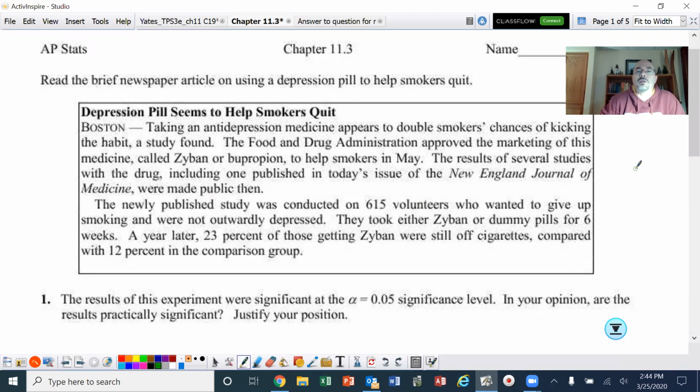The newly published study was conducted on 615 volunteers who wanted to give up smoking and who were not outwardly depressed. They took either Zyban or a dummy pill, a placebo, for 6 weeks. A year later, 23% of those getting Zyban were still off cigarettes, compared with 12% in the comparison group.